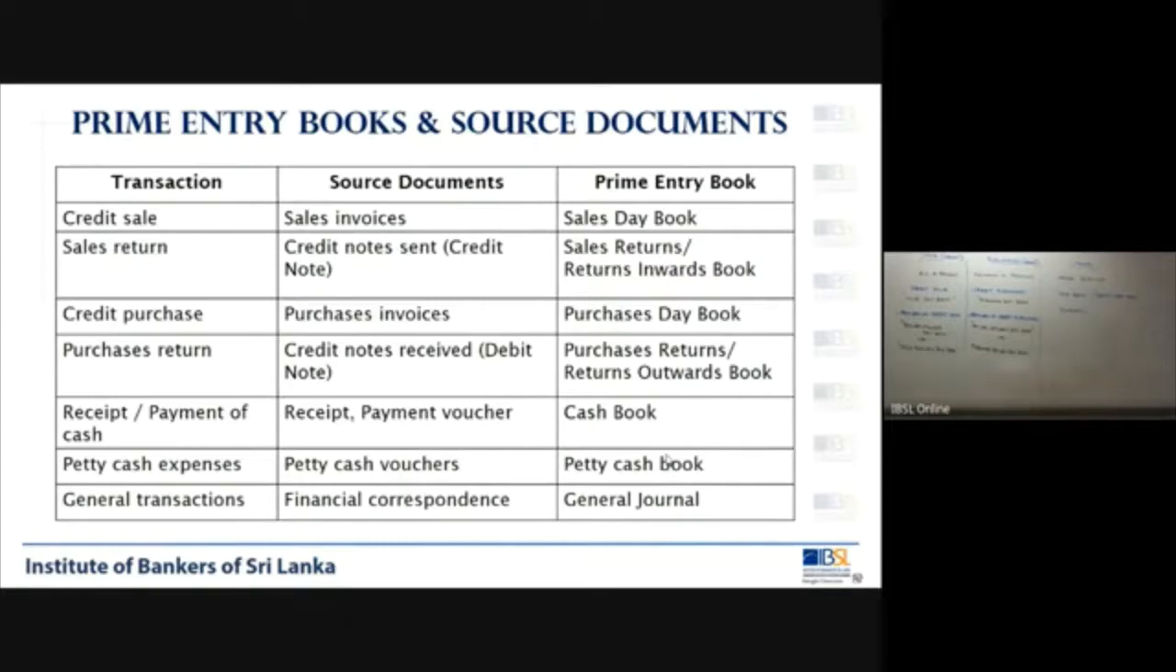And this is a snapshot of the source documents that you may require to perform transactions in the respective day books. So look at the source documents. For a credit sale, you will have the sales invoice and you will enter it in the sales day book. When there is a sales return, you need to give a credit note, and it will be recorded in the sales return. When you do a credit purchase, you require the purchase invoices, and it will be entered in the purchases day book.